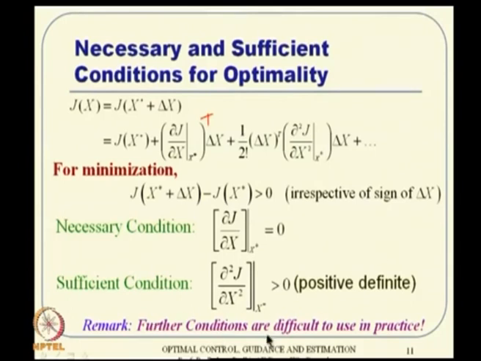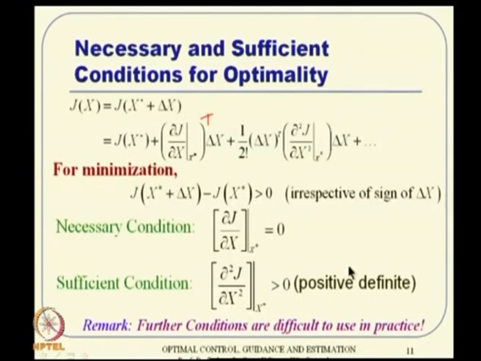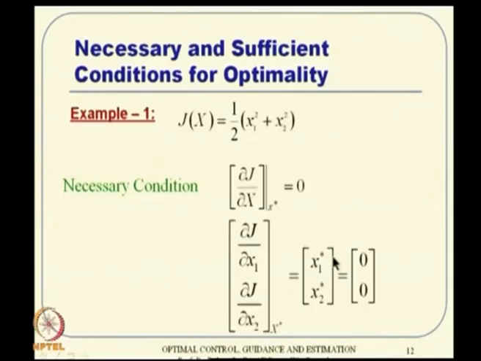Also, as a remark, further conditions like third order, fourth order and so on are difficult to use in practice, and typically they are not required in most applications. In most engineering applications, many times we will end up with cases where first order and second order conditions turn out to be sufficient. But that does not mean that mathematically we cannot develop further. That can always be done.